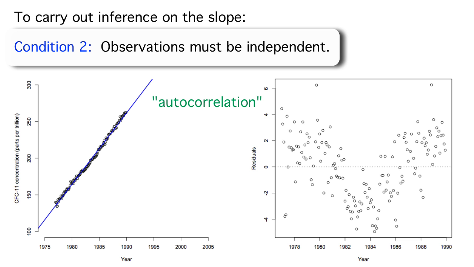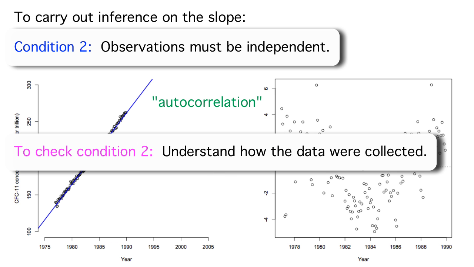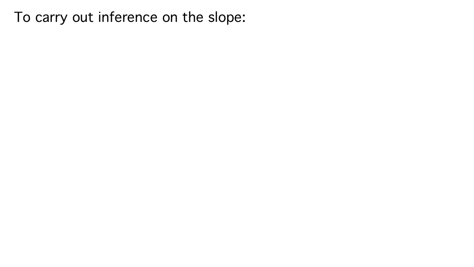Generally speaking, the best defense against incorrectly treating data that are not independent as if they were independent is to understand the data and how they were collected. There are two more conditions that must be met in order to carry out inference on the slope using the methods that we've studied.